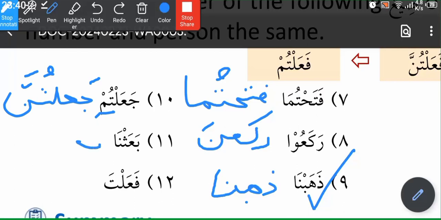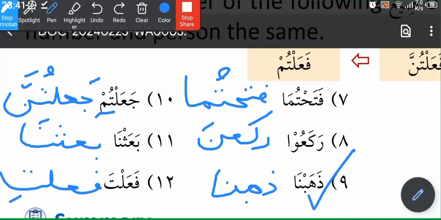Ba'athna. It remains the same. Ba'athna, because either men say ba'athna or women say ba'athna, it's the same. Okay. And then fa'alta. Fa'alti. Ahsanti. You got all the easier ones, and Sister Shamim got all the difficult ones.